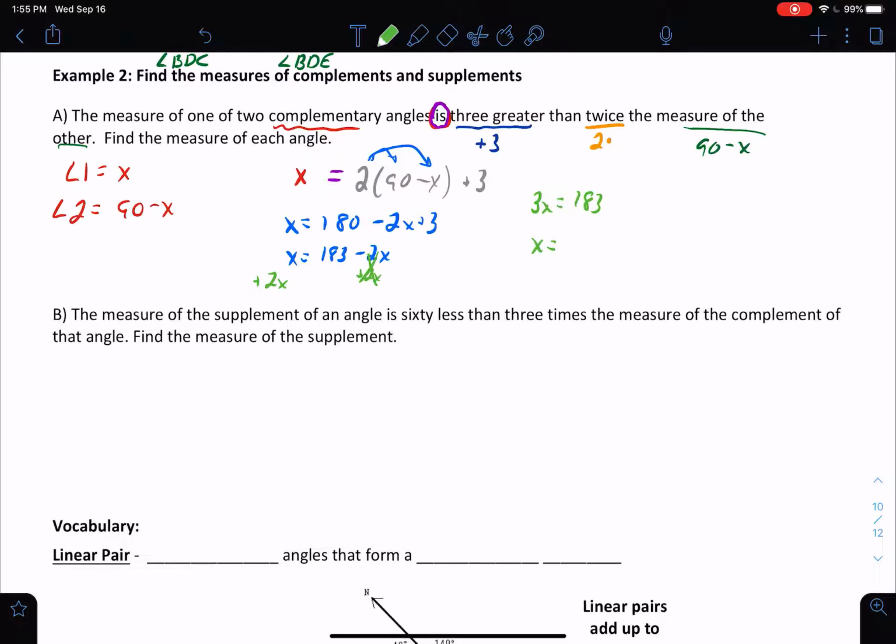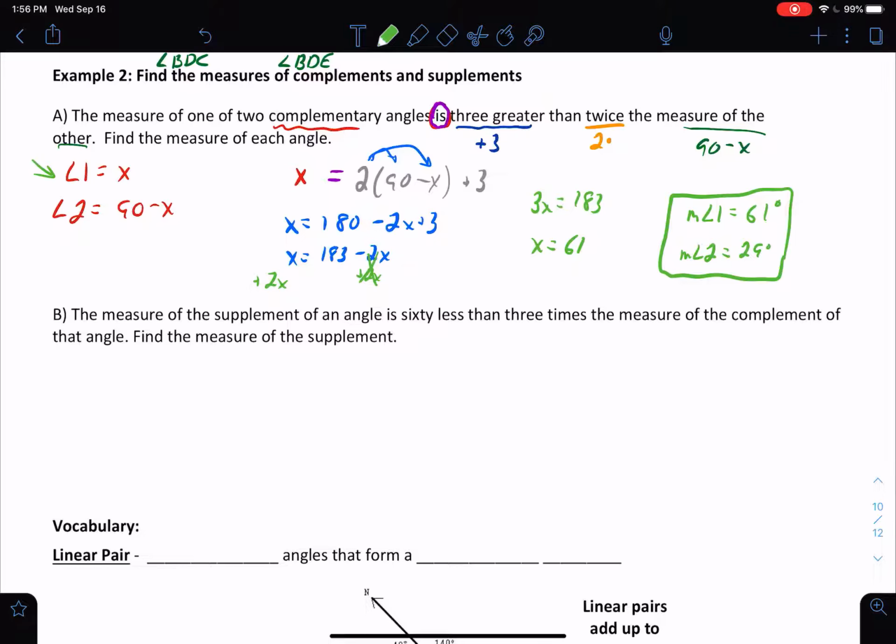If I divide both sides by 3, I'm going to get x equals 61. And remember what x represents. X represents this first angle right here. So the measure of angle 1 is 61 degrees. The measure of angle 2 is going to be 90 minus 61, so the second angle is going to be 29 degrees. That is how we find the measure of each angle given that sentence. We got to translate it into a mathematical equation, and then from there we go back to algebra and we solve it. Let's try another one.